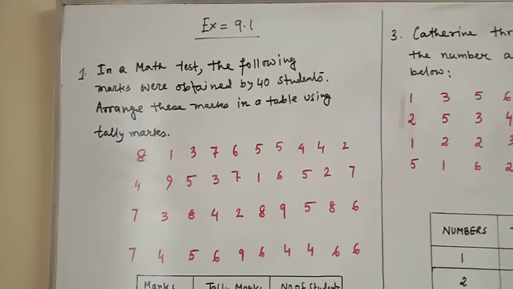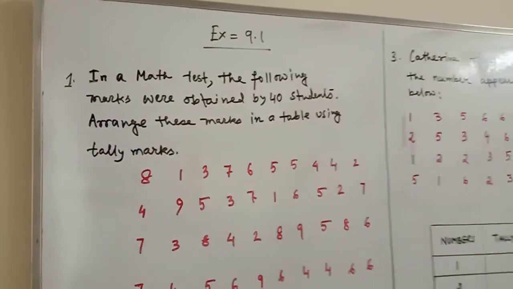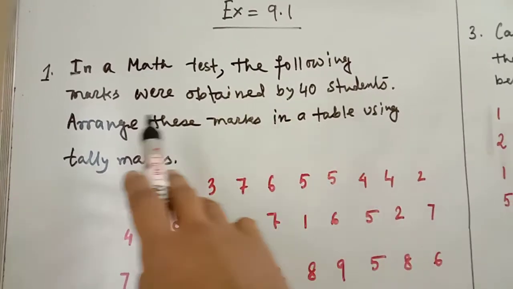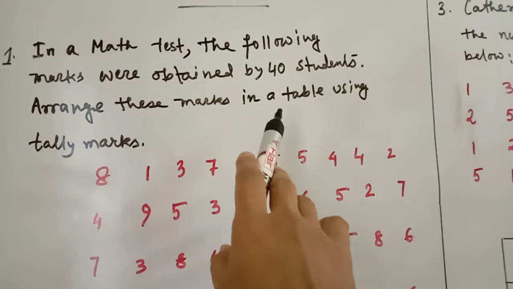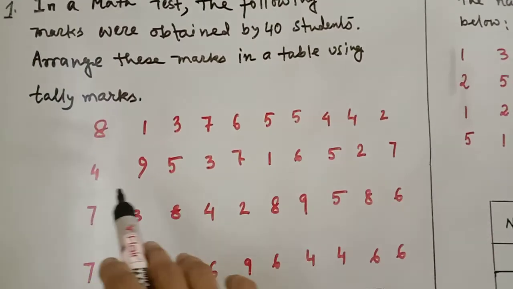Now in this exercise we will do question number 1 from exercise 9.1. In a math test, the following marks were obtained by 40 students. Arrange these marks in a table using tally marks. Say these are the marks obtained by 40 students.